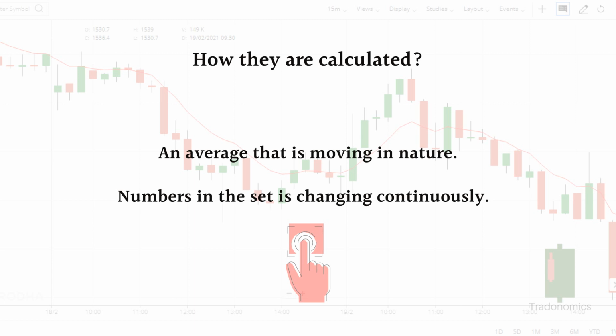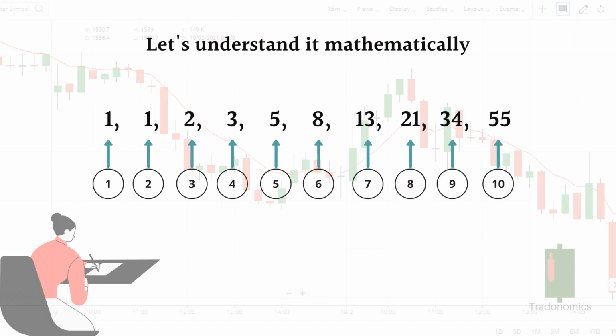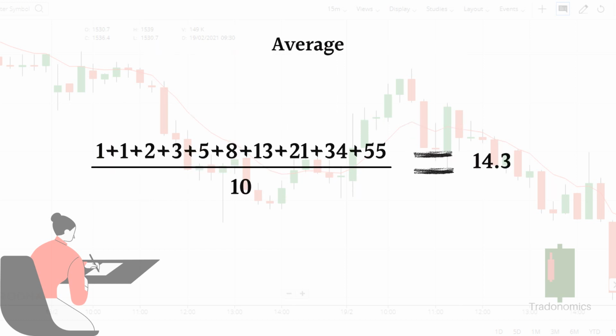Moving average is just an average which is moving in nature because the numbers in the set are changing continuously. So let's understand it mathematically. An average is a single number that represents the middle value of all the numbers in a set or a list. It is an arithmetic mean, which is the sum of numbers divided by how many numbers are being averaged. Like, there are 10 numbers here. To find the average of these, we would add these numbers and then divide by 10. So we found the average of these 10 numbers.